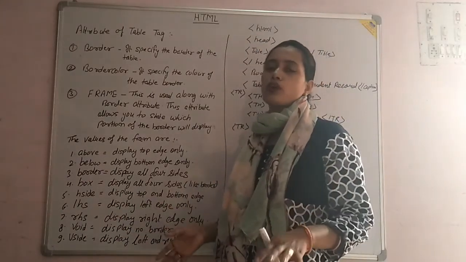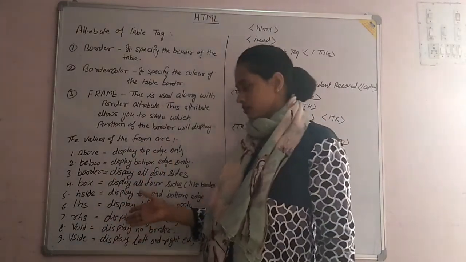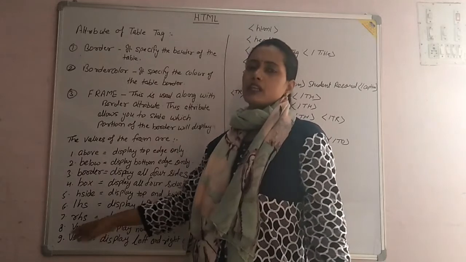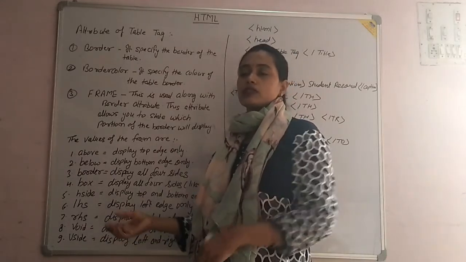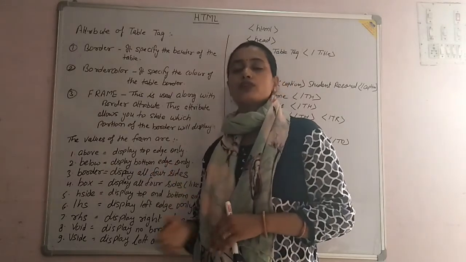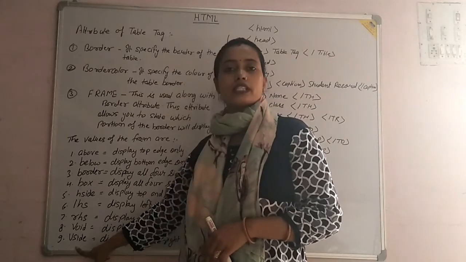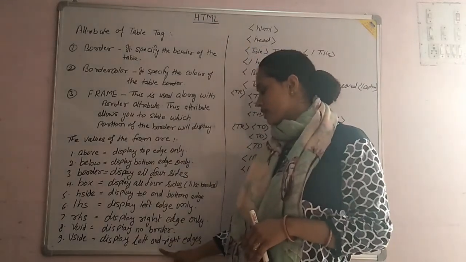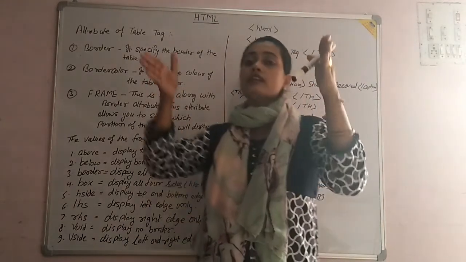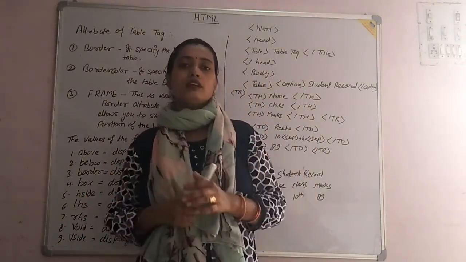RHS, display right edge only, and void, display no border. Like we always find there is no border, so we rarely use this value, but sometimes you are using a border but don't want to show it, so you can use this value in the frame. Okay, next one is vsides. Vsides display left and right edge in the table border.